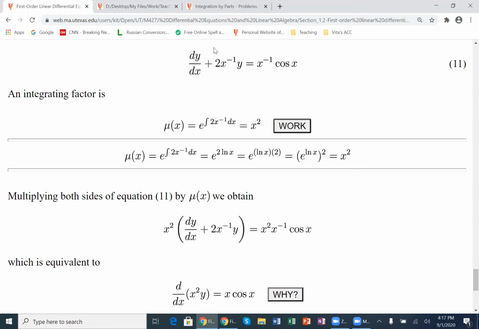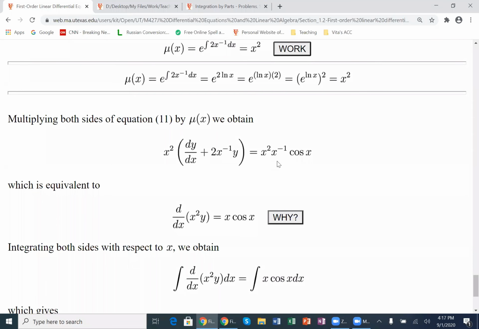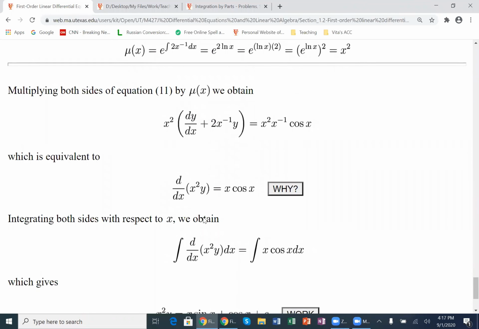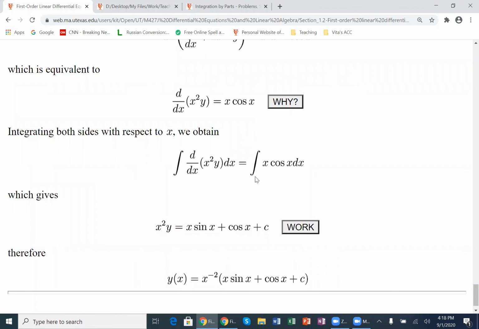After that, as before, we multiply both sides by x squared. x squared times x to negative first power is x, one can check that the left-hand side can be rewritten as derivative of mu times y, and then we integrate both sides. Antiderivative kills derivative. Done. Integral of x cosine of x dx is equal to this. Folks, who can tell me how we jump from here to here? Which method do we use? By parts. Integration by parts.